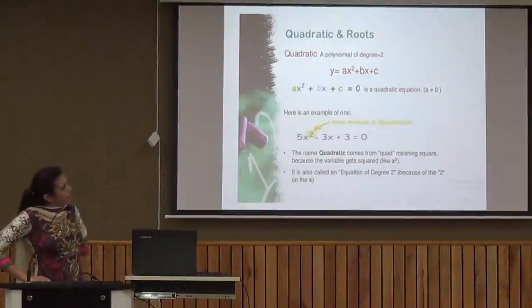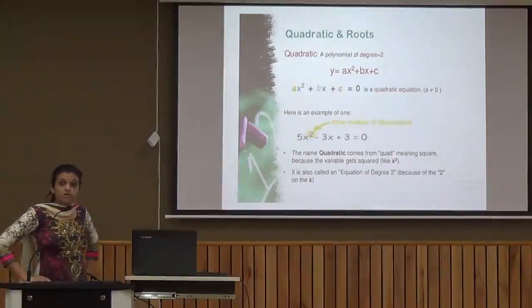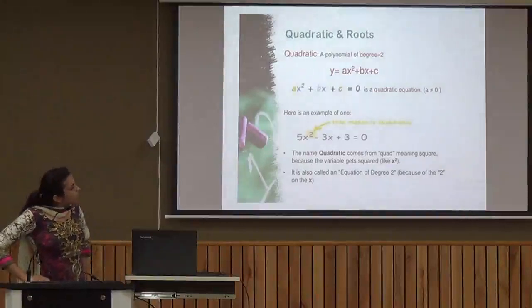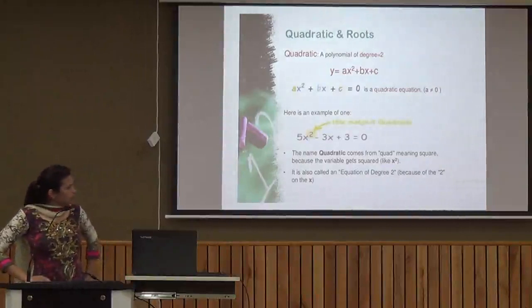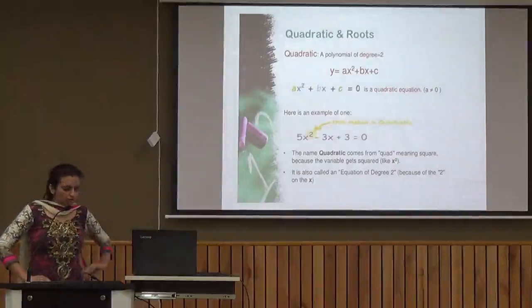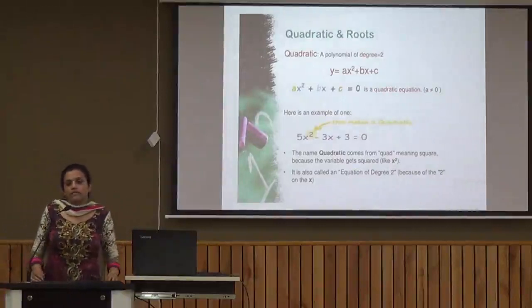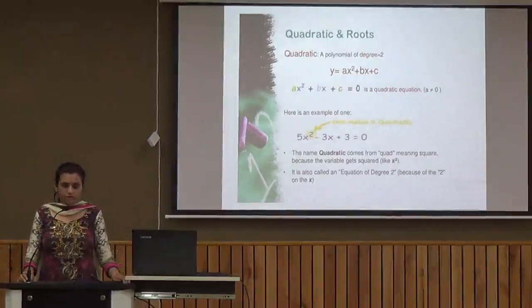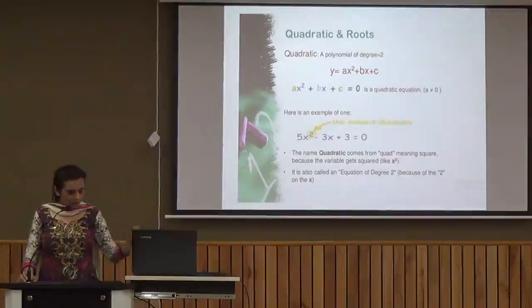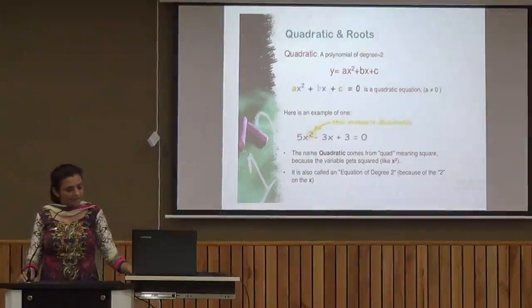The name quadratic comes from quad, meaning square, because the variable gets squared like x squared. It is also called an equation of degree 2 because of the 2 on the x. I think all this has been revised, has been taken up in earlier classes also, and this just forms the groundwork for the next thing.